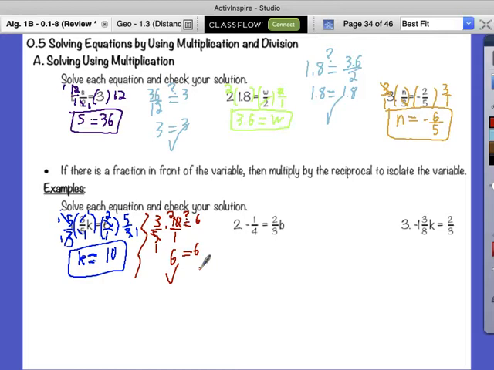All you guys try number 2. Negative 1/4 is equal to 2/3 b. Once again, when you have it or have questions, raise your hand.